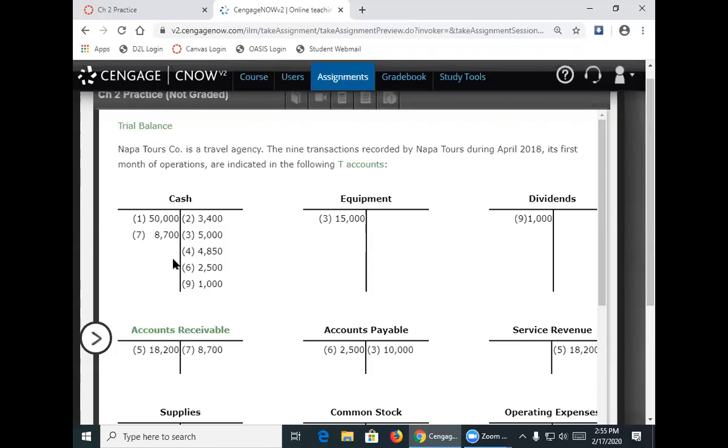So you're going to add the left or debit side, and we're going to add up the right or credit side, and we're going to take debits minus credits, or left minus right. So basically 58,700 minus all those expenses, and you should get an ending cash balance.